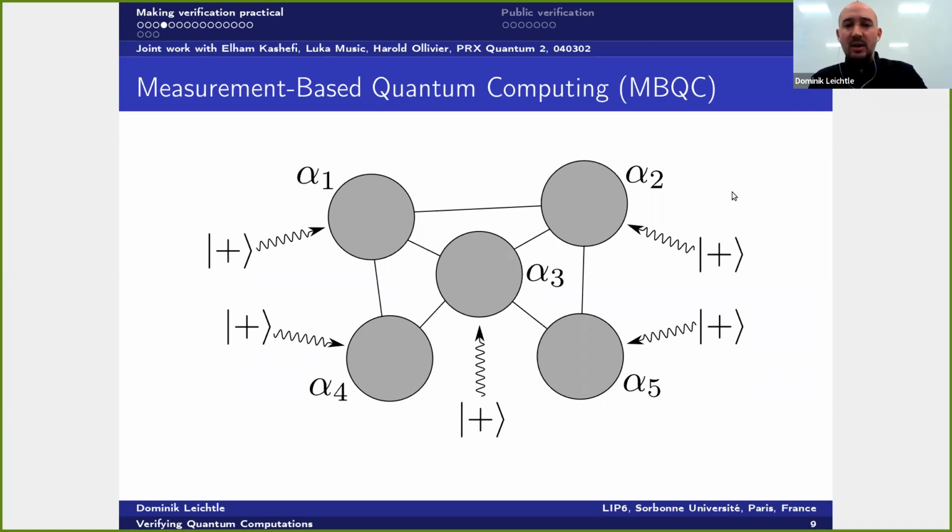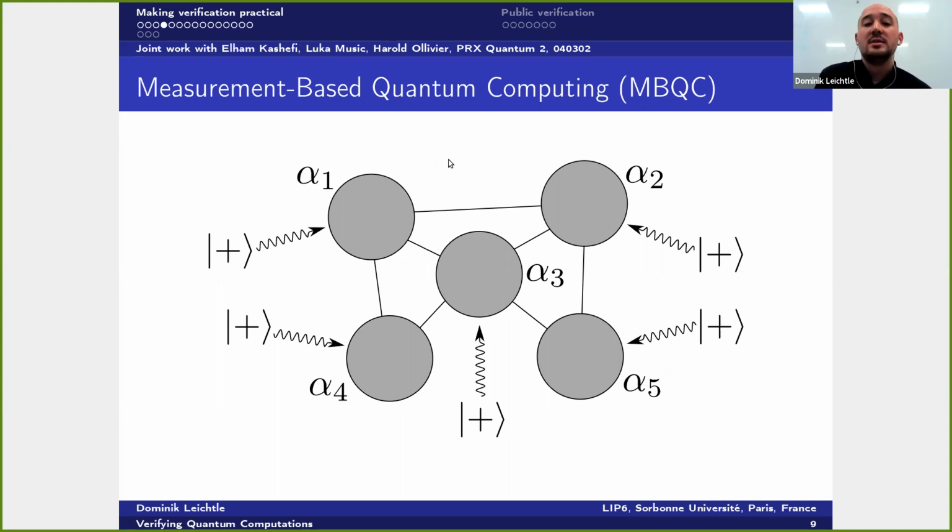Now to go a little bit into the details of the protocol, I need to give a tiny bit of background on measurement-based quantum computing. This is the setting that it's in. It is a model for quantum computations, and it's universal, so it's equivalent to the circuit model, for example. How it works is that all the computations are performed on so-called graph states. That means we've got these gray nodes, which are initialized with plus states. Then in the next step, they will be entangled along the edges of a graph, which is why it's called a graph state.